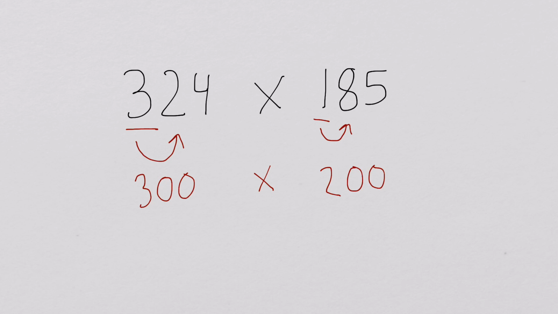What is 300 times 200? Well, 3 times 2 is 6, and we're going to have 4 zeros after it. So our answer is 60,000, which is our estimate of 324 times 185.